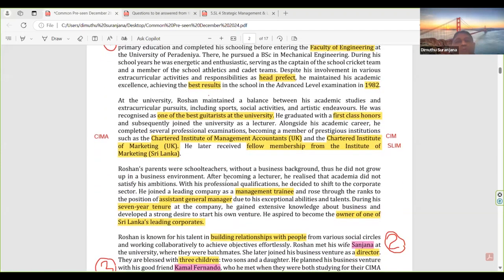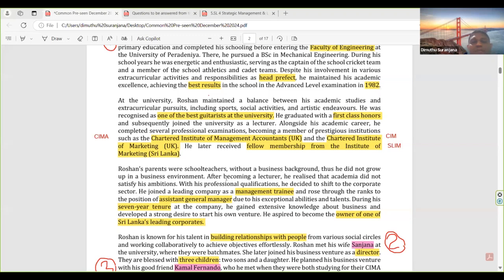Right. Now some more information is given regarding him. At the university, Roshan maintained a balance between his academic studies and extracurricular pursuits, including sports, social activities, and artistic endeavors. He was recognized as one of the best guitarists at the university. He graduated with first class honors and subsequently joined the university as a lecturer. Alongside his academic career, he completed several professional examinations, becoming a member of prestigious institutions such as the Chartered Institute of Management Accountants and the Chartered Institute of Marketing UK. He later received fellow membership from the Institute of Marketing.